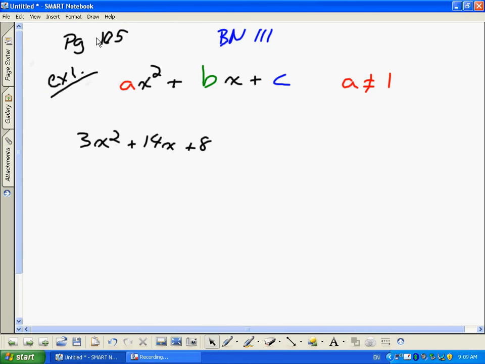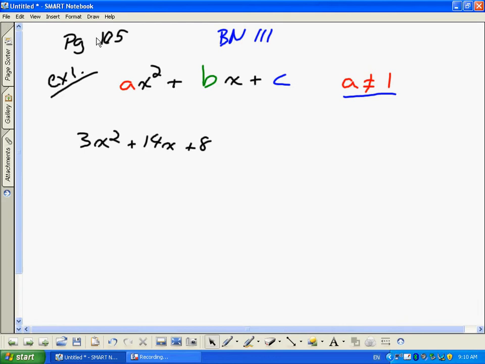Lesson, page 105, work with example 1. So yesterday we did factoring our quadratic formula in standard form when it was ax squared plus bx plus c. Those were our variables. They gave us a, b, and c to represent numbers. But yesterday we always did it when a was equal to 1. Today we're going to work when a is not equal to 1.